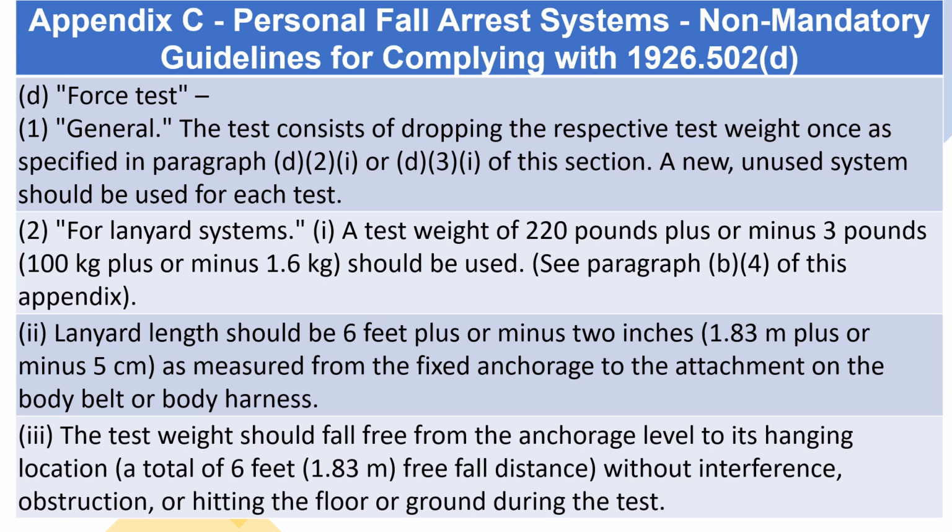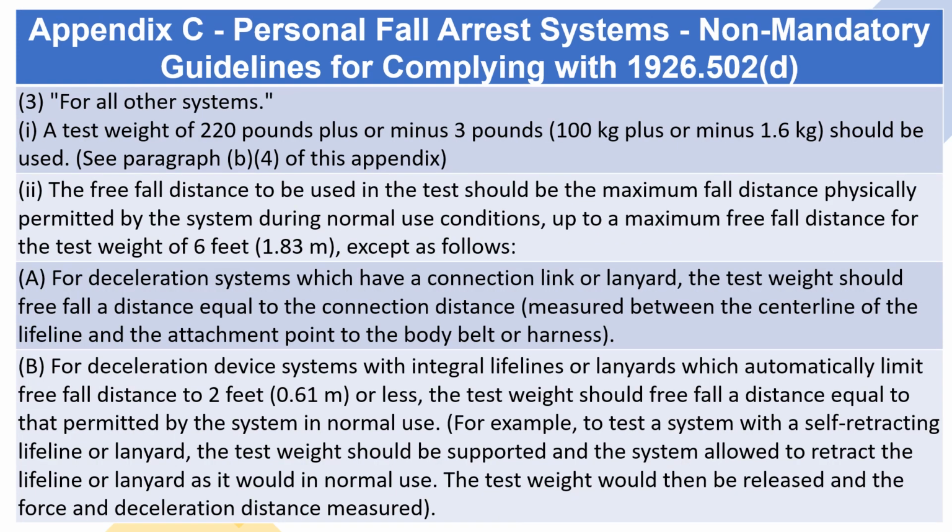(ii) Lanyard length should be 6 feet plus or minus 2 inches (1.83 m plus or minus 5 centimeters), as measured from the fixed anchorage to the attachment on the body belt or body harness. (iii) The test weight should fall free from the anchorage level to its hanging location, a total of 6 feet (1.83 meters) free fall distance, without interference, obstruction, or hitting the floor or ground during the test.